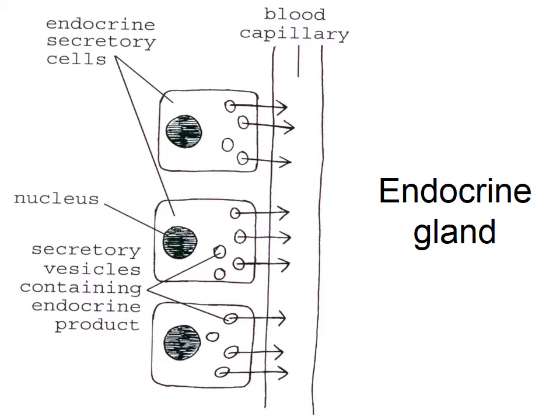tissue. So endocrine products, as we see in this diagram, are released directly into the blood. What we see on the left here is some cuboidal endocrine cells. They are secretory. The endocrine hormone is synthesized in the endocrine cells, which will be part of an endocrine gland, and then the product is exported directly into the systemic circulation.